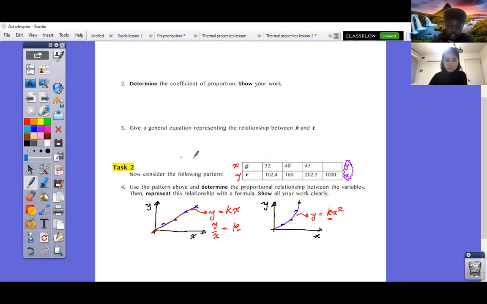And I get 3.2. I'm going to write these at the top. Then I do 160 divided by 40, and I get 4. And then I do 202.5 divided by 45, and then I get 4.5. Well, this looks like it's increasing, surely. It's not a constant. So these values here are my y divided by x, by the way.